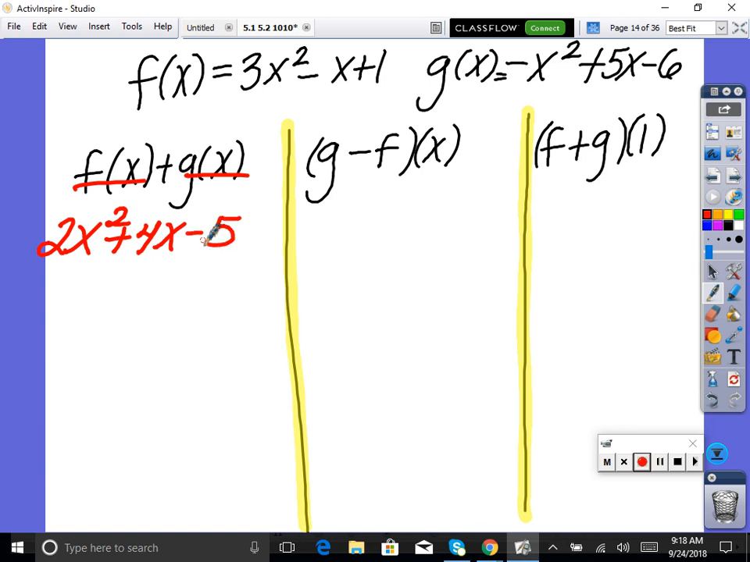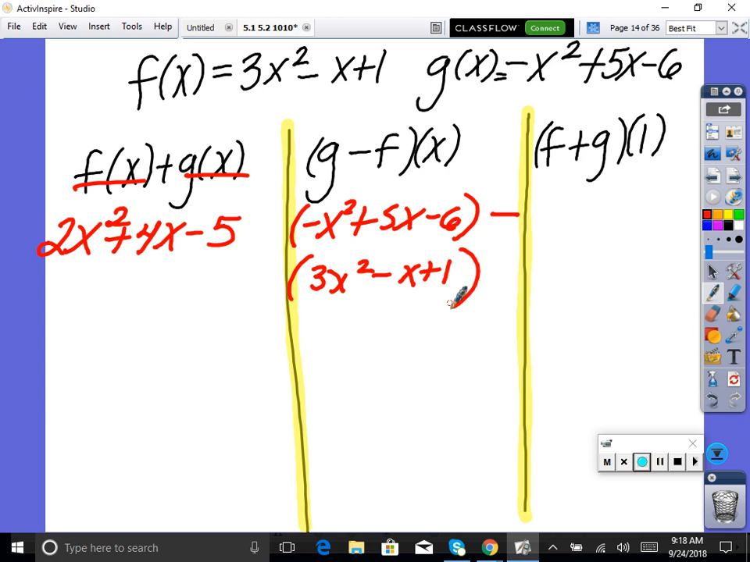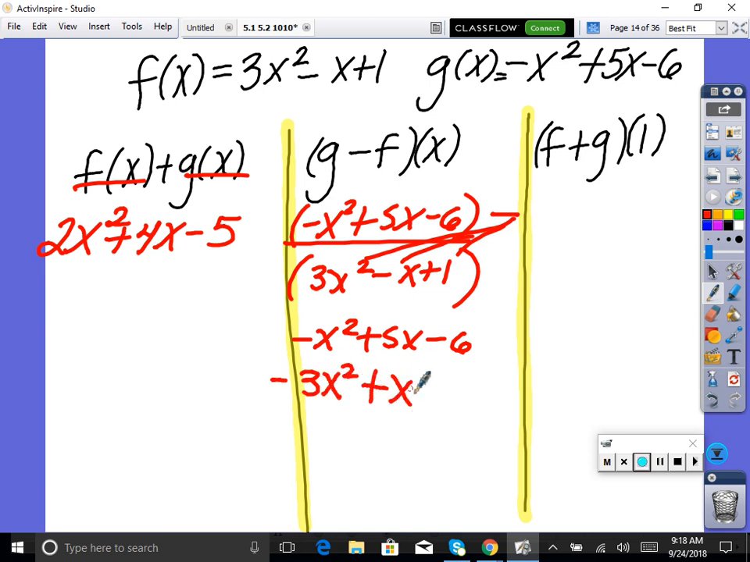Now let's do g minus f. That one you would want to write out. So we're going to have g, which is negative x squared plus 5x minus 6. Then we're subtracting f, which was 3x squared minus x plus 1. Now look, this did not have a negative in front, so that stays the same. Negative x squared plus 5x minus 6. Now we got to take the negative and distribute. Negative 3x squared plus x minus 1.